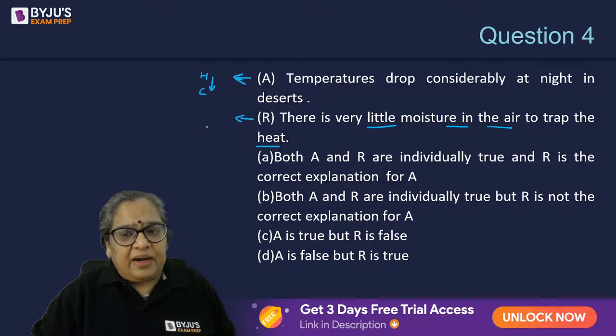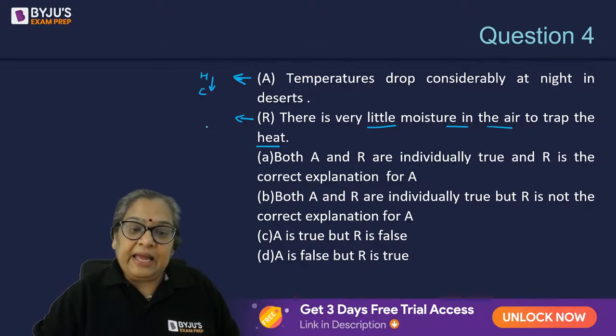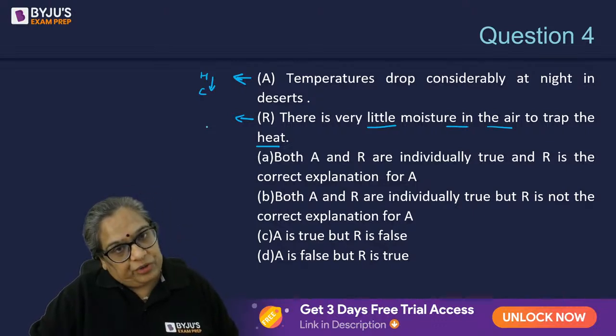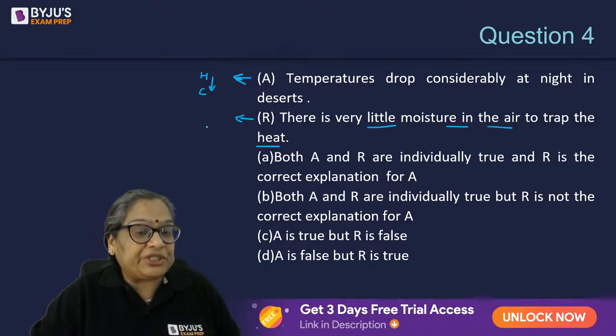A, if A and R are true and R explains A. B, if both are true but R does not explain A. Give me the question number 4. Alright.